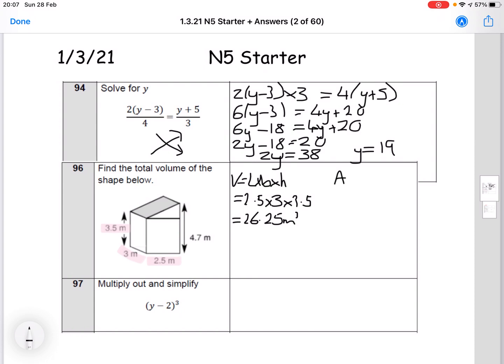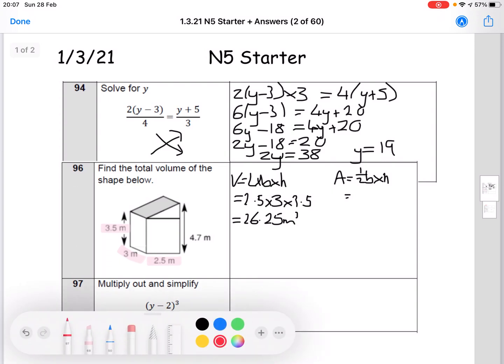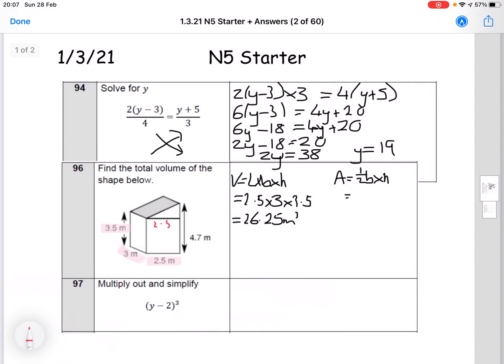For the triangular prism, what we would do is we would work out the area of the triangle on the front first. So the area of a triangle is half base times height. So for this shape here, the base would be the 2.5 along the bottom, and then your height is just this part up the side here in red. So the whole height there is 4.7. The height of the cuboid is 3.5, which makes the height of that triangle at the top there 1.2 meters.